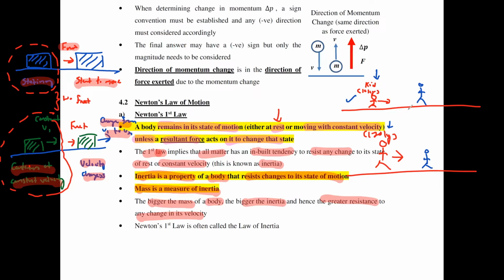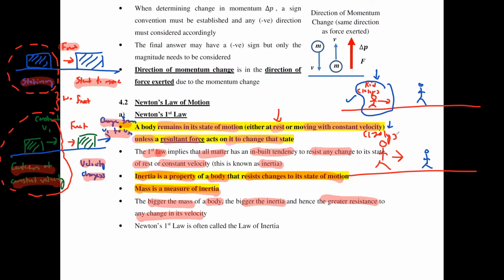You want to stop that kid. You want to change his state of motion. Because his mass is smaller, it doesn't take much to stop that kid from moving further. That is what inertia is, in a way, how we illustrate inertia. If the kid is moving and you want to stop him, it's easier because he has lower mass.